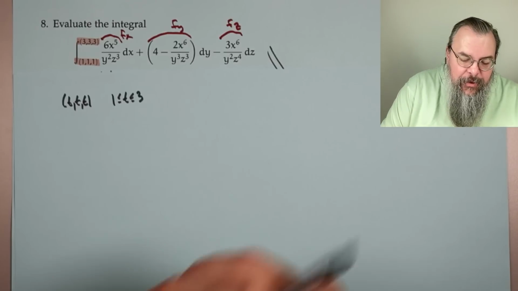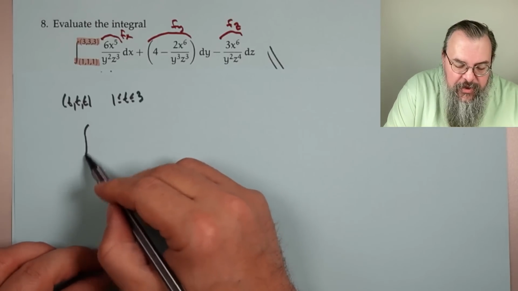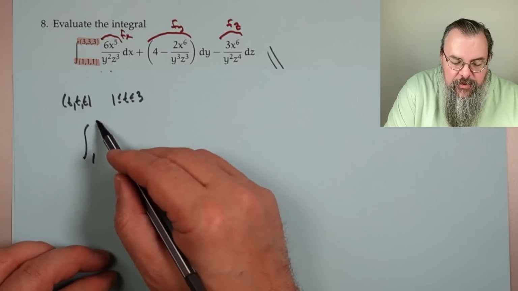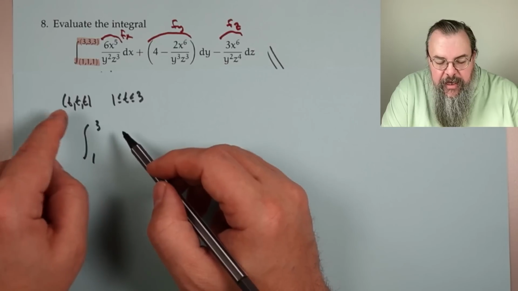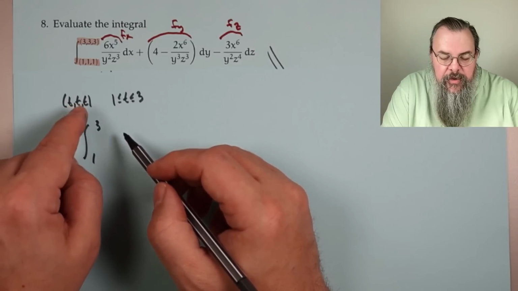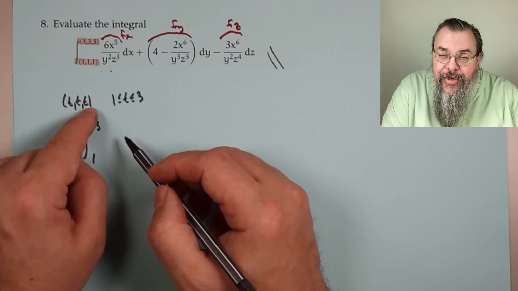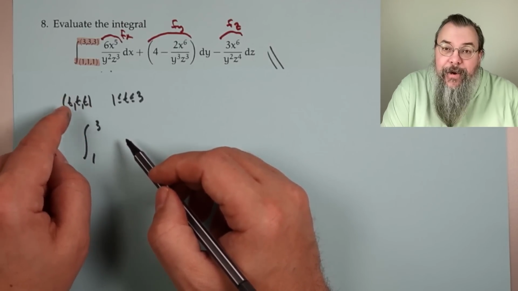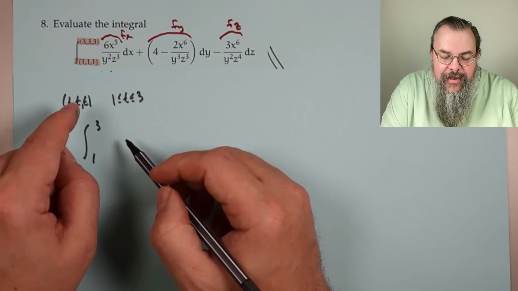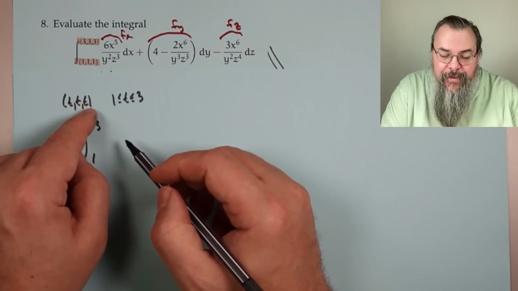Then what happens? Well, this integral becomes the integral from t equals 1 to t equals 3. Everywhere you see an x, put a t. Everywhere you see a y, put a t. Everywhere you see a z, put a t. If you see a dx, put a 1. If you see a dy, you put a 1. If you see a dz, put a 1.